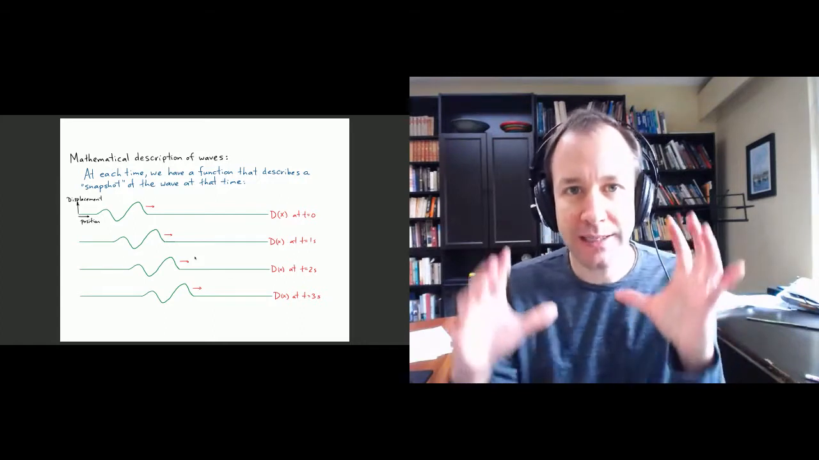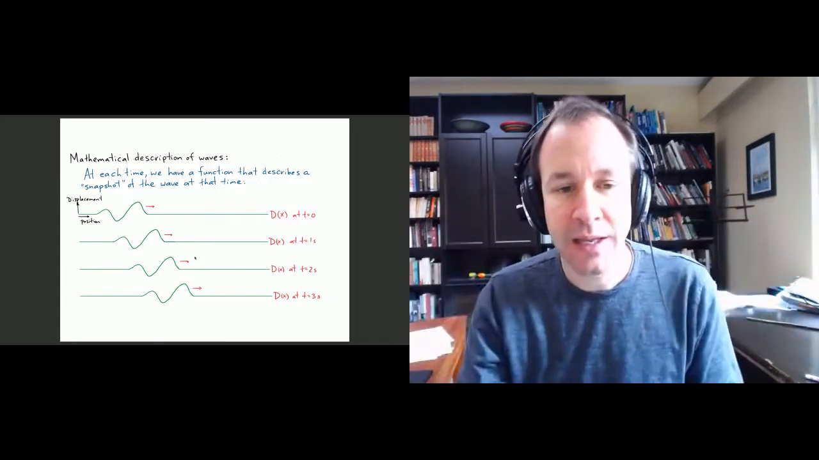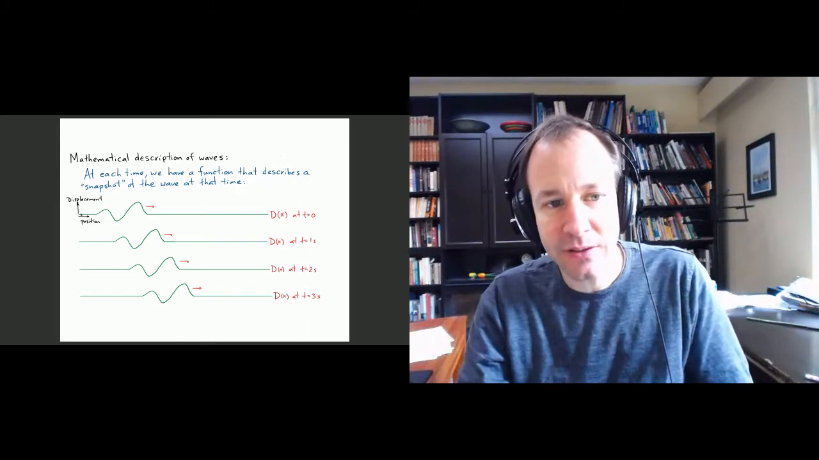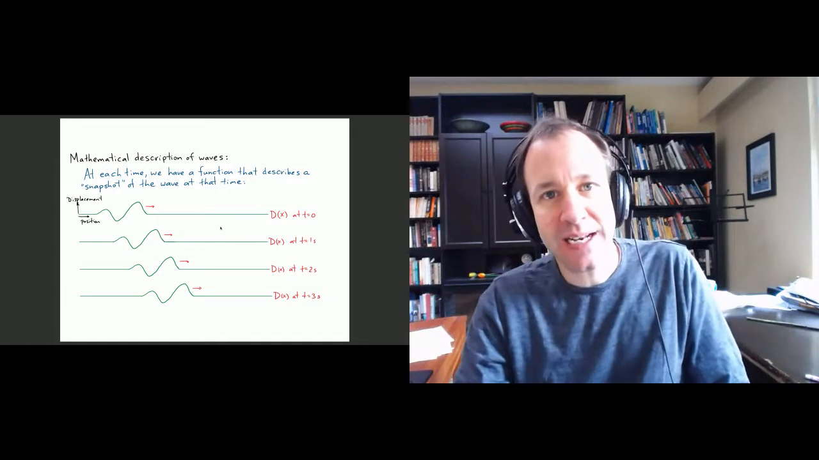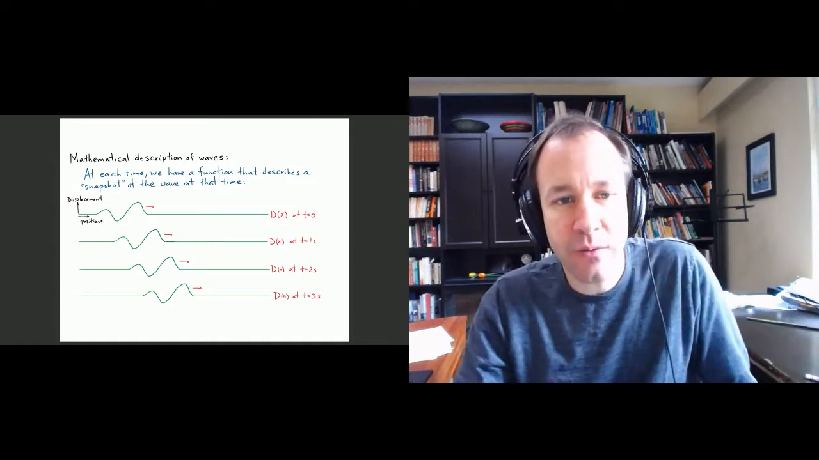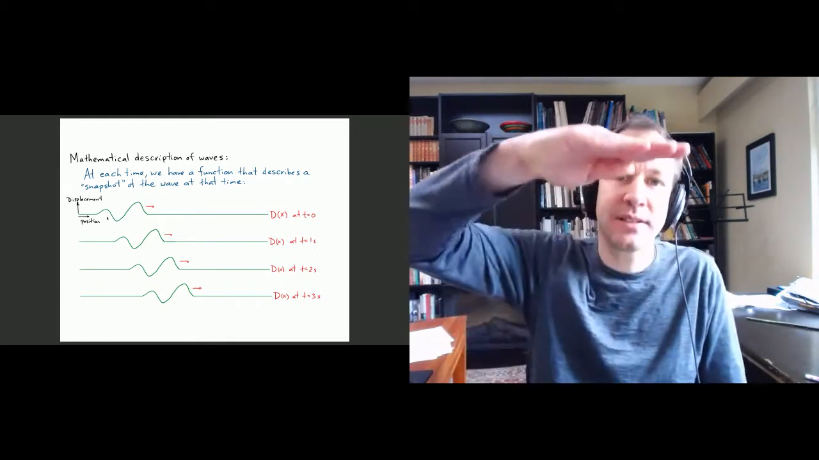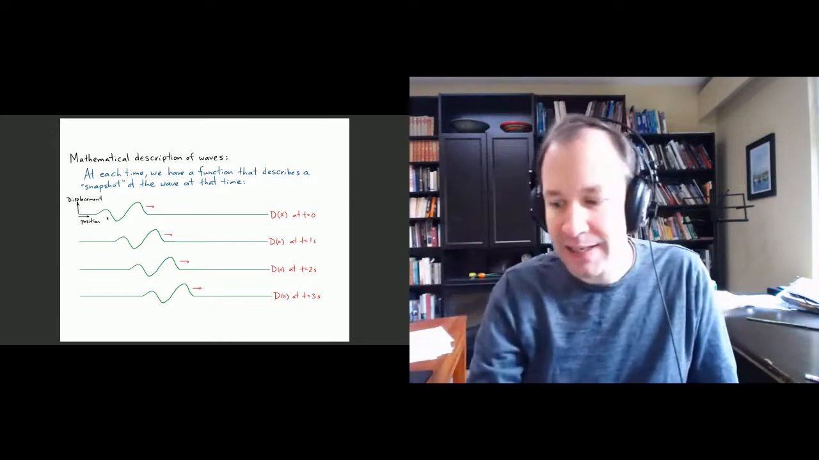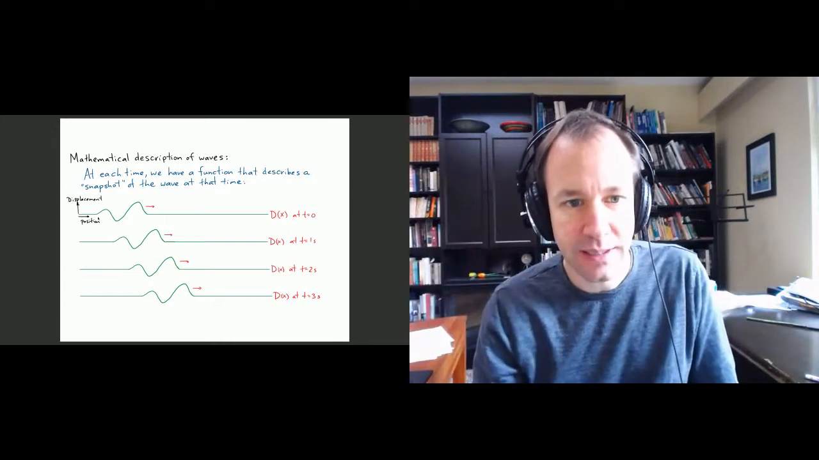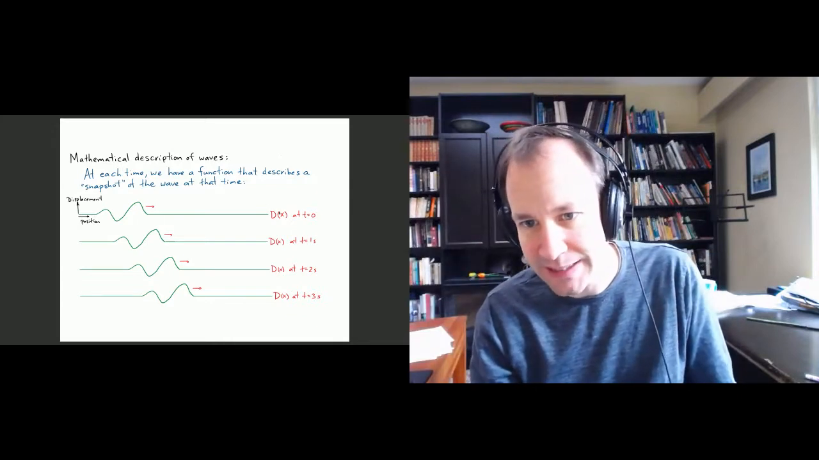And so that would be like taking a picture of the string, and it would look something like this. And then mathematically what you would need in order to describe that would just be a function of the position x along the string. And the function would tell you how much the string is displaced at a given position. Okay, so this would be some function. I'm going to call that d of x.